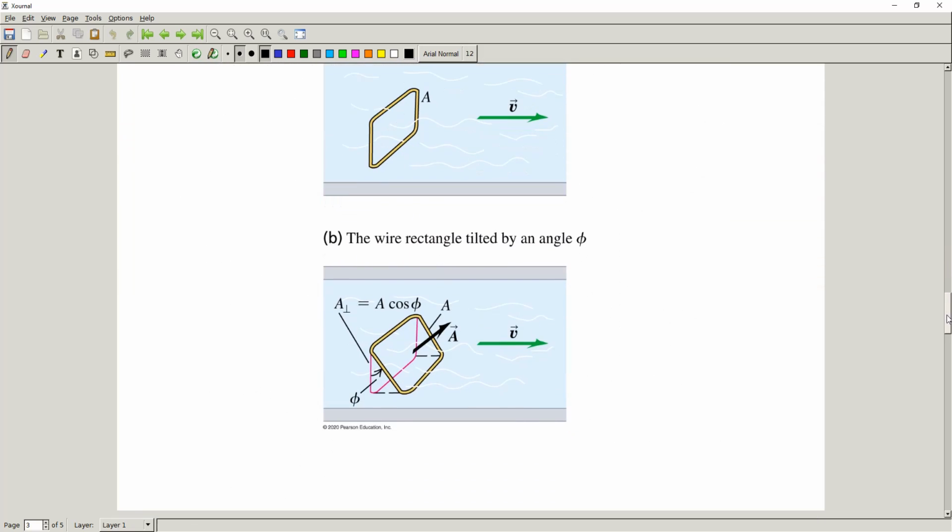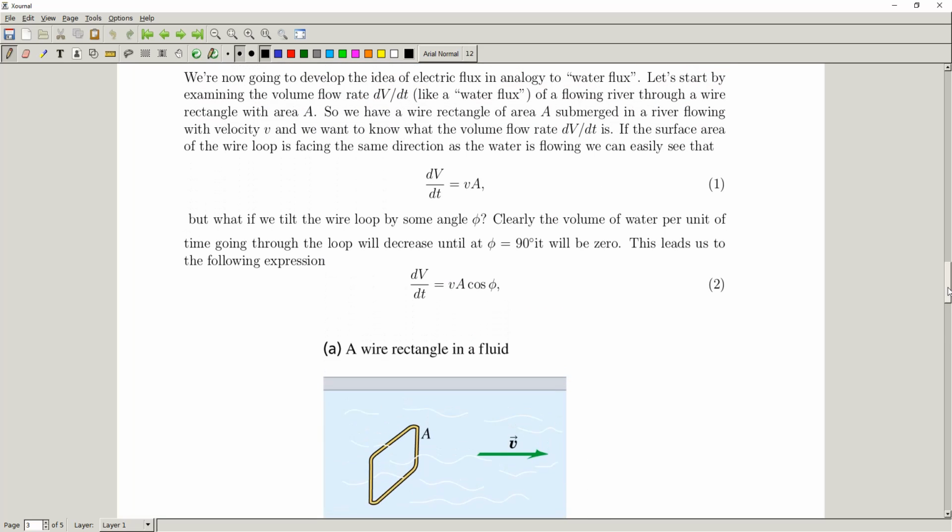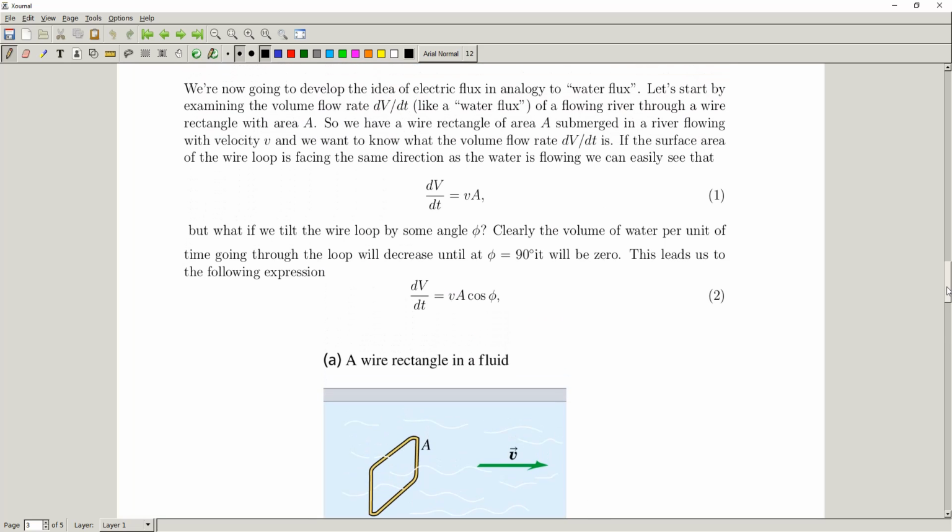But like I was saying, you can imagine that if you turn this wire loop so that our angle is actually 90 degrees, then it's going to be facing in directly the opposite direction, perpendicular to the flow of water, and no water will be going through the loop, right? And so we clearly need to consider this angle phi when we're doing this calculation, and the way to do that is to include it in our expression here.